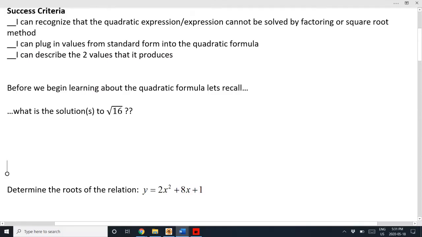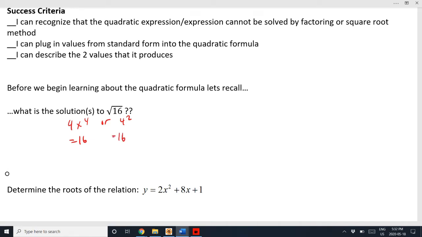Before we begin learning about the quadratic formula, let's recall: what is the solution to the square root of 16? If you said 4, you're partially correct. We know that a square root of a number is a number that when you multiply it by itself, gets back to the original number. So if we took 4 and multiplied it by 4, or 4 squared, we would get 4 times 4, which is positive 16. So this is one of our solutions.